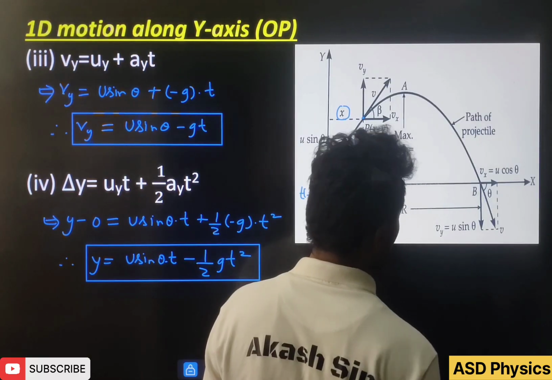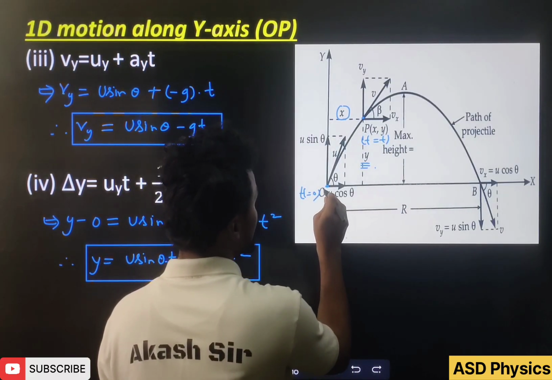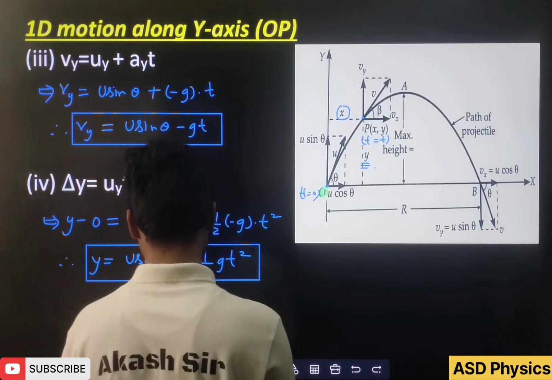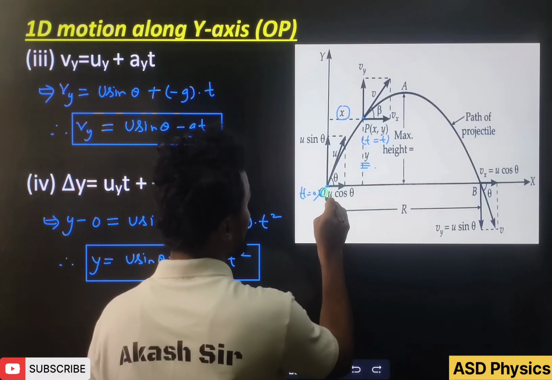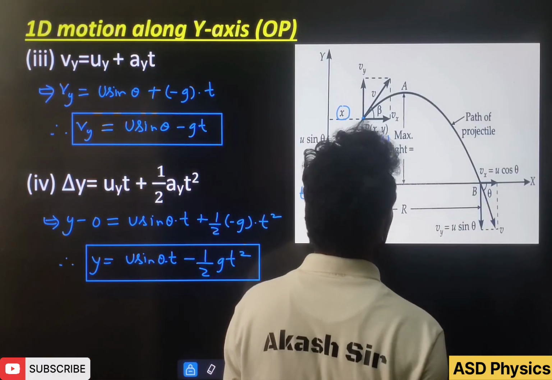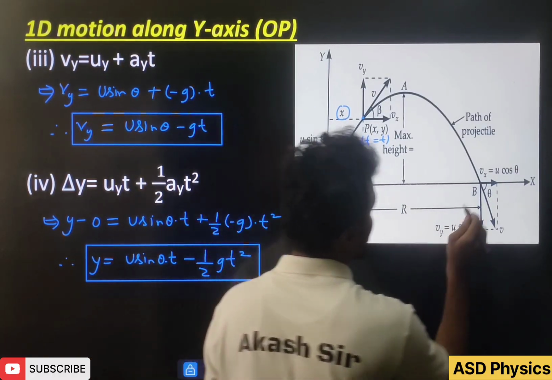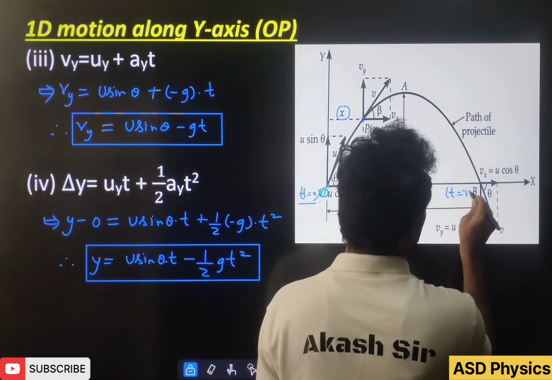So here two points are involved, point O and B. That means we are projecting from point O, and it is reaching point B. I told you this is t equal to 0, and at point B, t is how much?